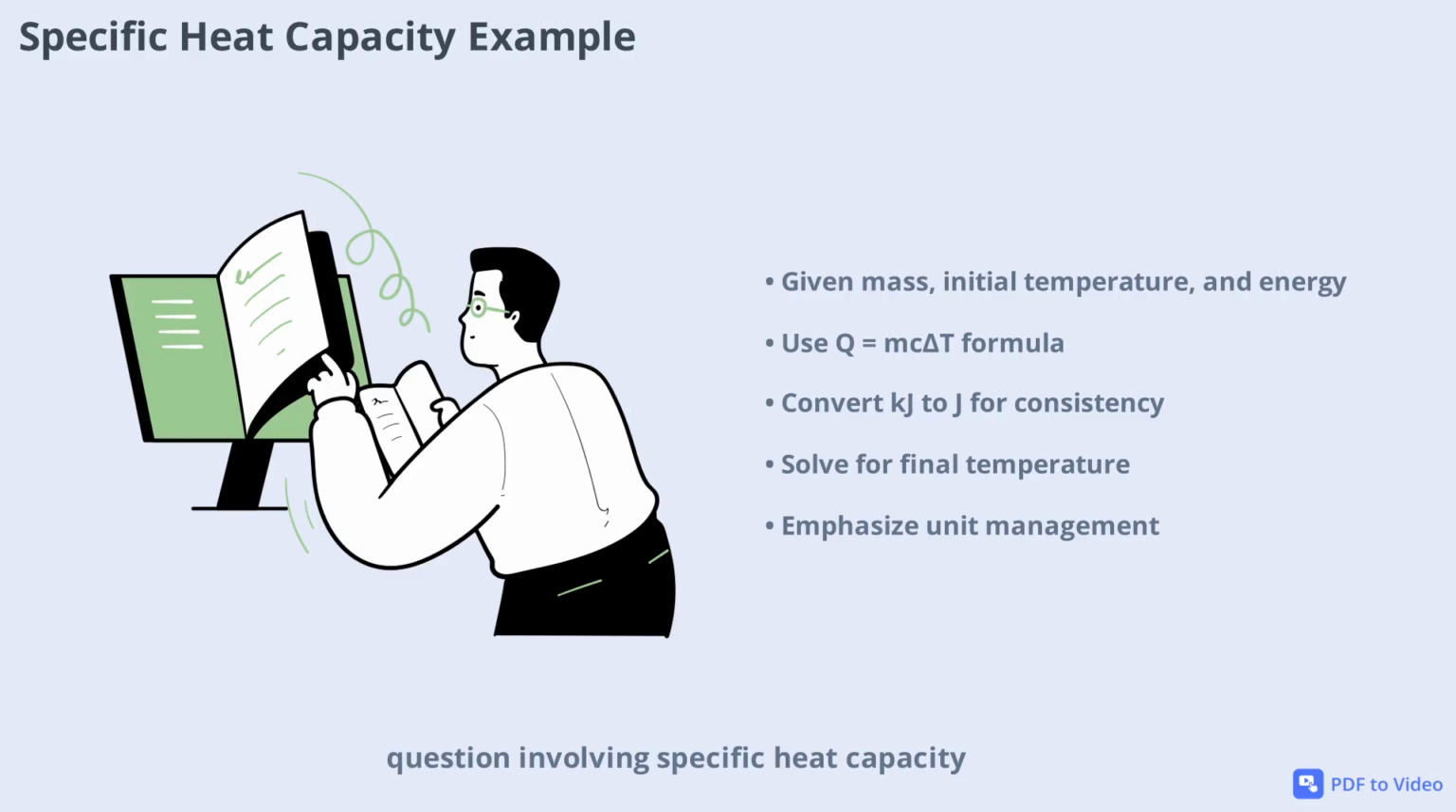Imagine a beaker containing 0.5 kg of water at 30 degrees C. The water is heated, and its internal energy increases by 21 kJ, given that the specific heat capacity of water is 4200 J/kg degrees C. We're asked to find the final temperature of the water.